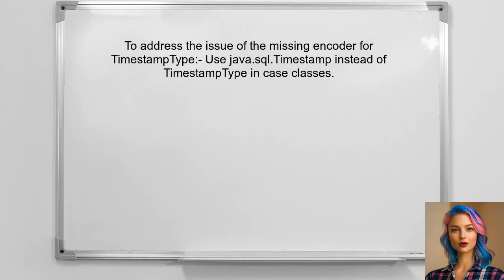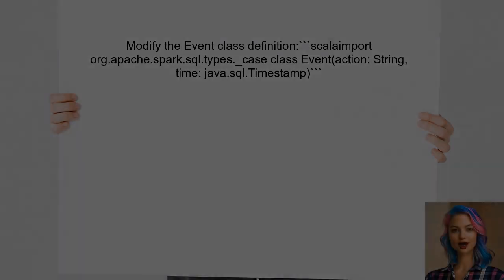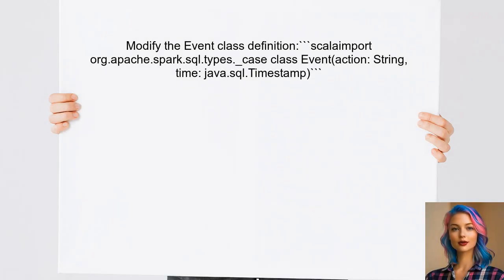To address the issue of the missing encoder for TimestampType, the user should first understand that TimestampType is not directly usable in case classes for the Dataset API. Instead, they should use java.sql.Timestamp. Next, the user should modify the Event class definition. Instead of using TimestampType, they should replace it with java.sql.Timestamp. This change will allow Spark to find the appropriate encoder.